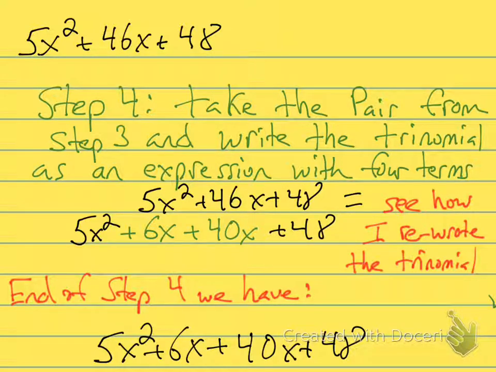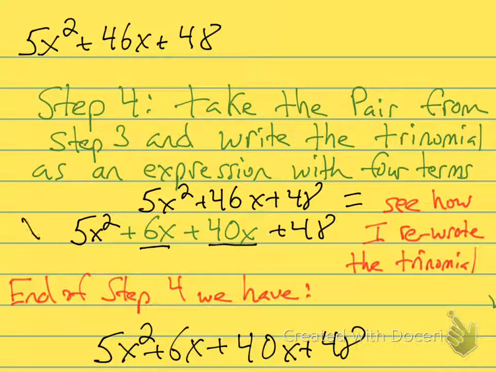So in step four, I'm going to take the pair from step three and write the trinomial as an expression with four terms. So 5x squared plus 46x plus 48 is going to be written as an expression with four terms. So I'm going to put in the 6x and the 40x, that were my factors that made 240x squared, into the expression.